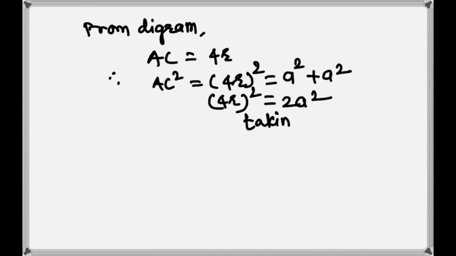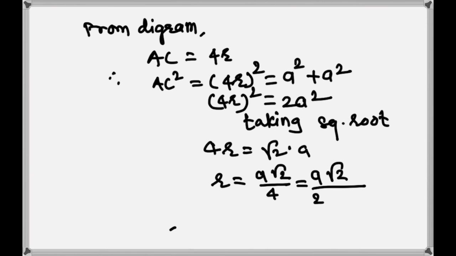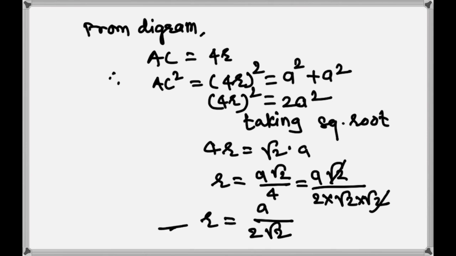Taking square root, we get 4r is equal to root 2 into a, or r is equal to a root 2 by 4. Instead of 4 you can write 2 into root 2 into root 2, root 2, root 2 cancel. You can write r as a divided by 2 root 2.